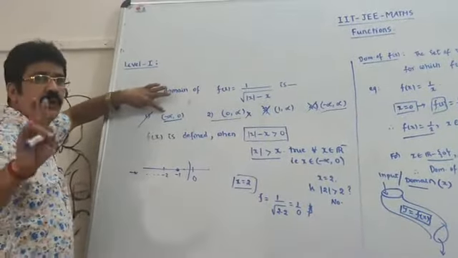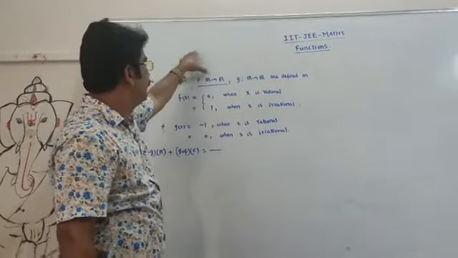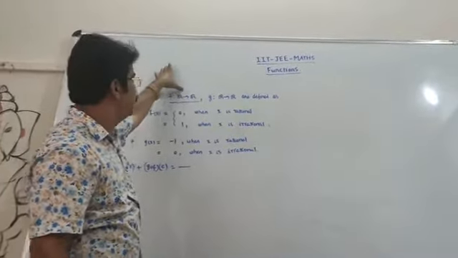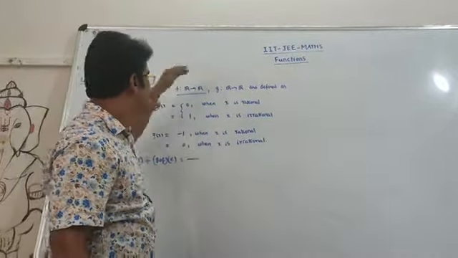The function f from capital R to capital R means the domain is the real number set, and the codomain is also the real number set, for f and g. It is defined as: f of x is 0 when x is a rational number and 1 when x is an irrational number, and g of x is 1 when x is rational and 0 if x is irrational.